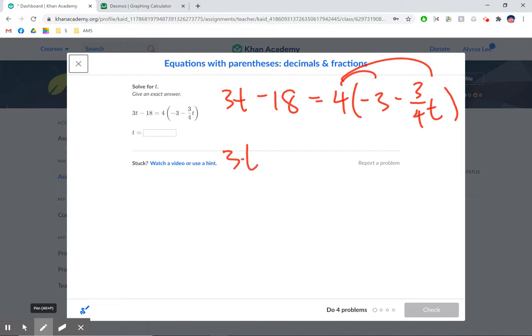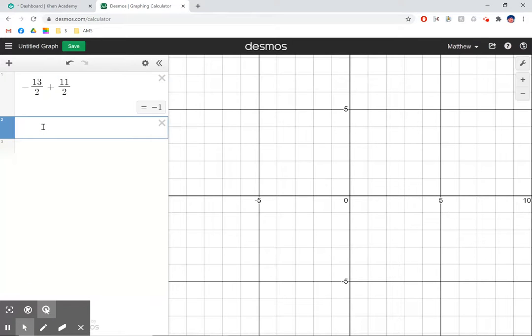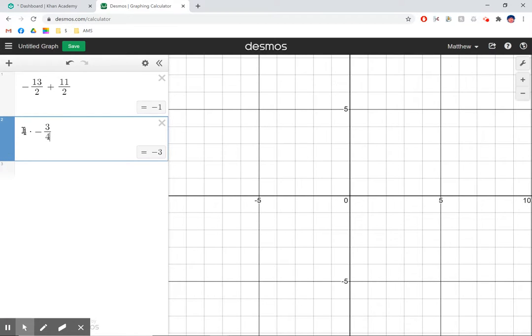So 3t minus 18 stays the same. The 4 times negative 3, that's nothing bad, negative 12. Going back to the 4 times negative 3/4, we can use a calculator for that. So that's going to be, what was it? 4 times a negative 3/4, right? So some of you can do this in your head, right? The 4's just cancel out. 4 times something and then divide by 4.